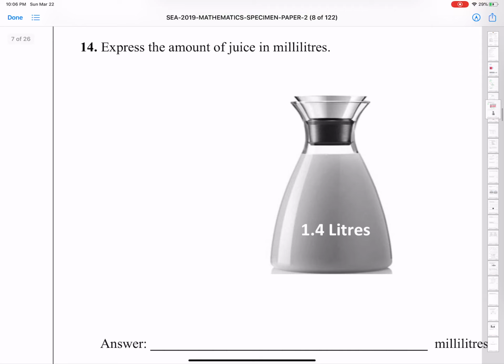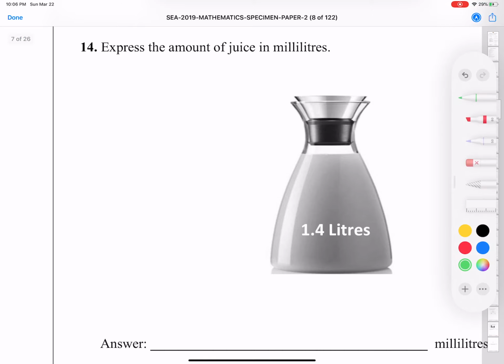Express the amount of juice in milliliters. 1.4 liters. Firstly, 1 liter equals 1,000 milliliters. Anytime you want to change liters to milliliters, you have to multiply by 1,000. So let's do that just here. How do you multiply by 1,000? You shift the point 3 places to the right. So let's do that. 1, 2, 3. You fill in the empty spaces with 0. The point is now at the back, which is understood. 1,400 milliliters.